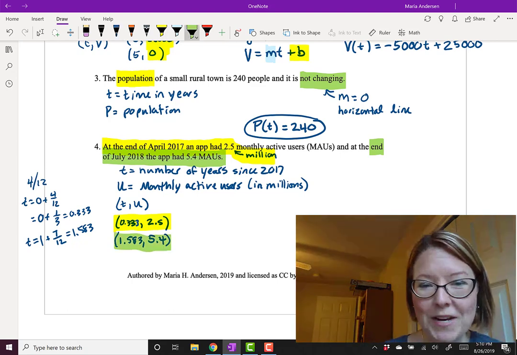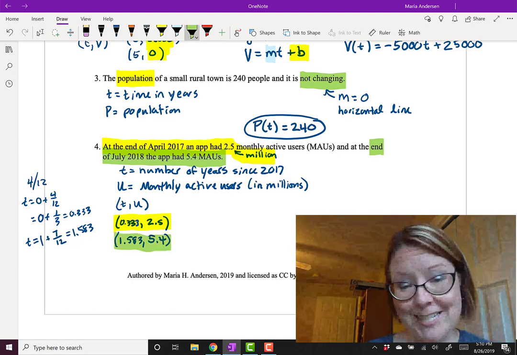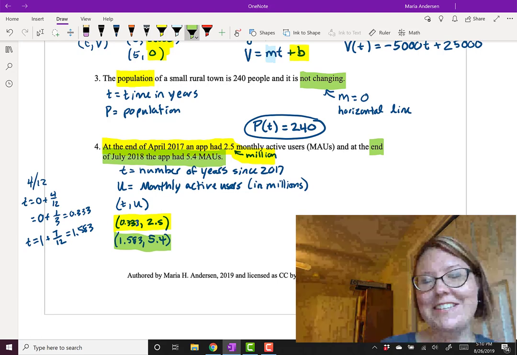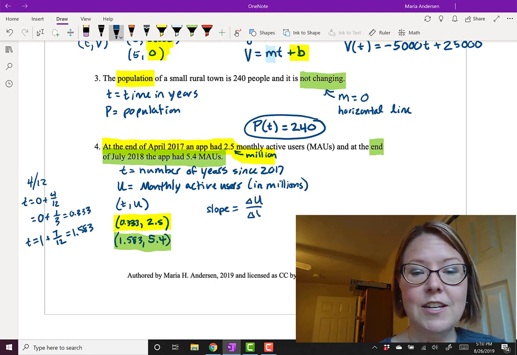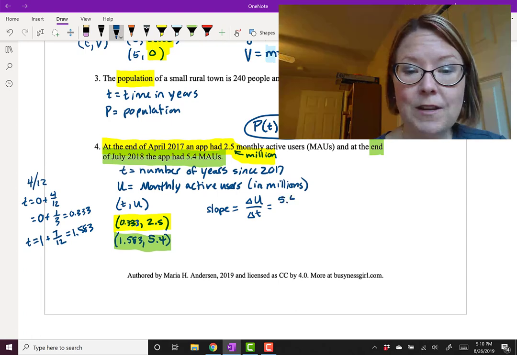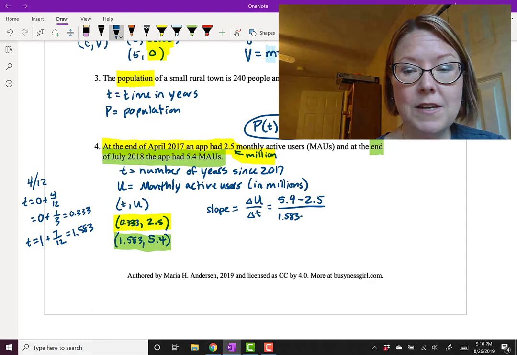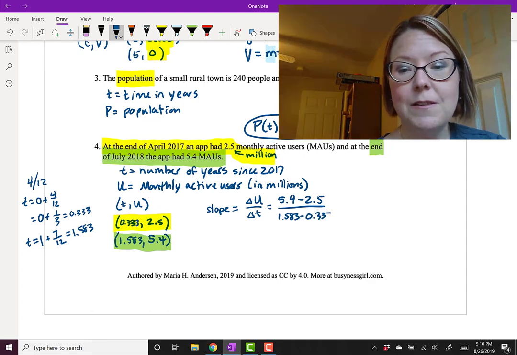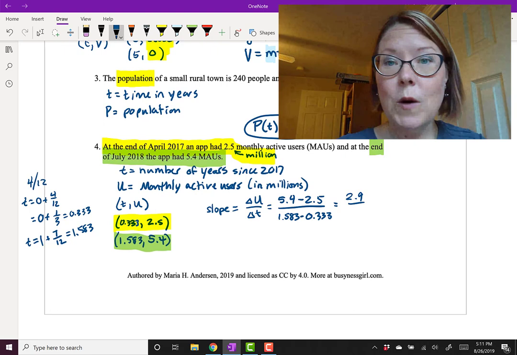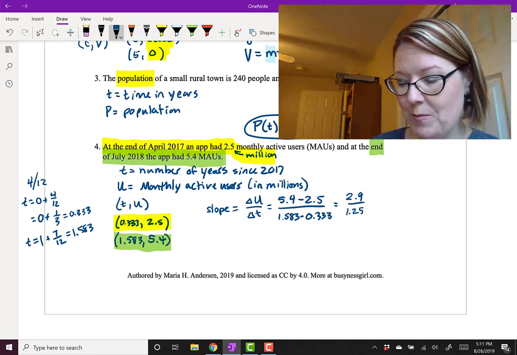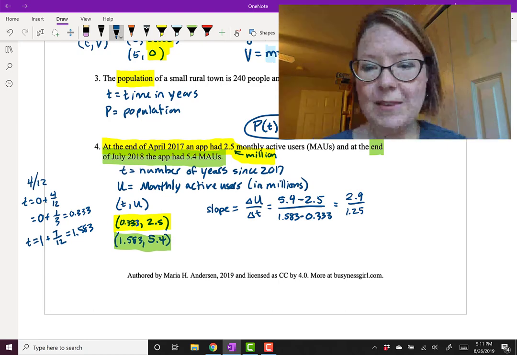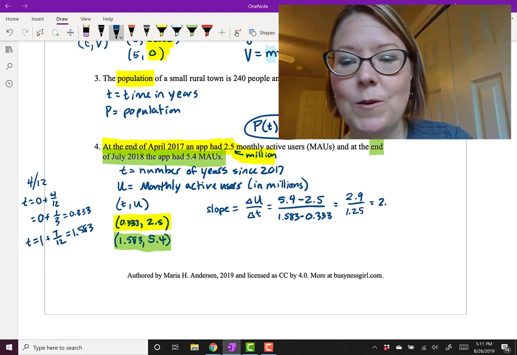All right, we have 2 points. That's all we've got. We're gonna have to find the slope. Luckily, we've lined up those points vertically. Should be easy to subtract. In this case, our slope is the change in MAUs, delta U, over the change in time. That's 5.4 minus 2.5 over 1.583 minus 0.333. That's 2.9 over 1.25. Let's go ahead and do that division. So 2.9 divided by 1.25 gives us 2.32. So our slope is 2.32.